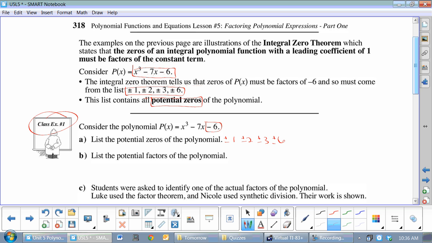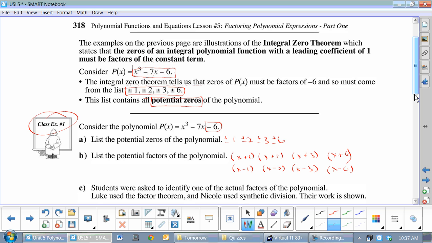Because I know that it could be plus minus, plus minus, plus minus, right? Now, what would be all the potential factors? X plus 1, x minus 1, x plus 2, x minus 2, x plus 3, x minus 3, x plus 6, x minus 6, okay? And it's not going to be all of them, because if you multiply all those together, you're going to get x to the 8. So it's just 3 of them.